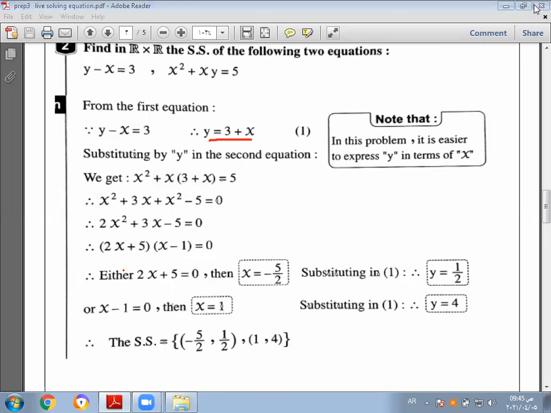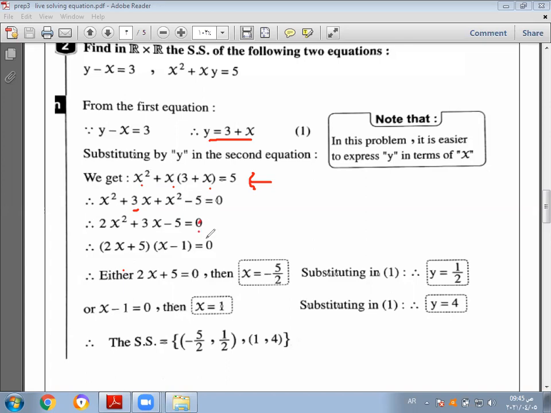Now in this equation we have one variable. What is the one variable? It is x. And we can simplify it. So x power 2 plus, we distribute x: x multiply 3 will be 3x, x multiply x will be positive x power 2. And 5 will be negative 5 on the other hand. The left hand side will be 2x power 2 plus 3x minus 5, and the right hand side will be 0.